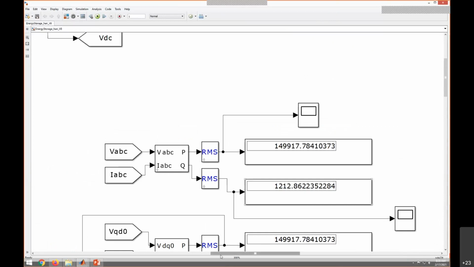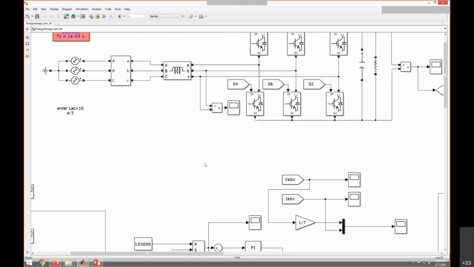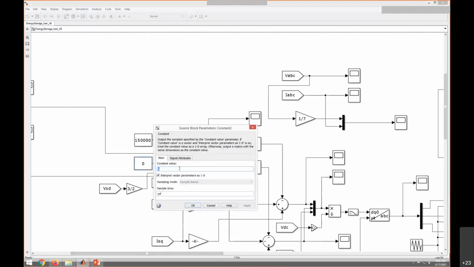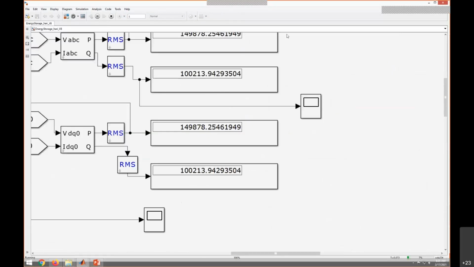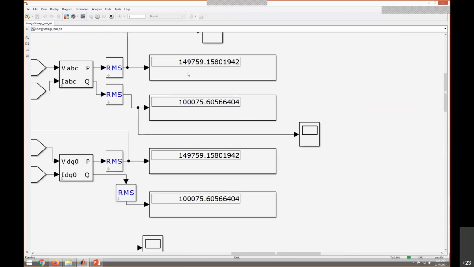Okay. If you want to inject a certain amount of reactive power, for example, instead of this 0, so I want to inject some... how much? So this 100 kVAR. See here, right? Active power is maintaining at 150K, and the reactive power is 100K. You can see here, right?